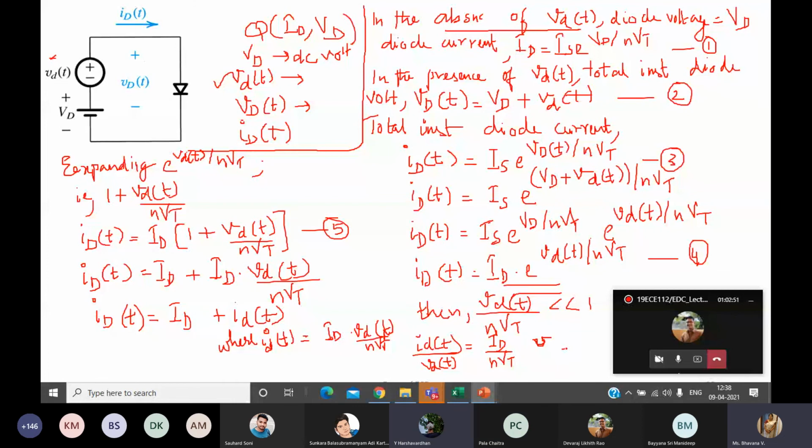Ohm inverse. Mho, or Siemens. So diode small signal conductance.